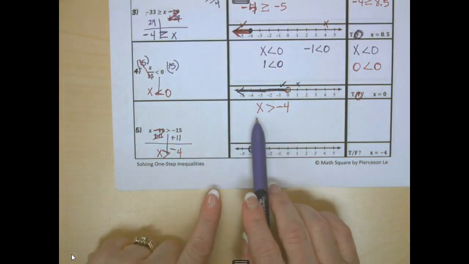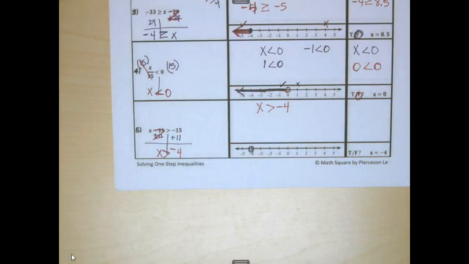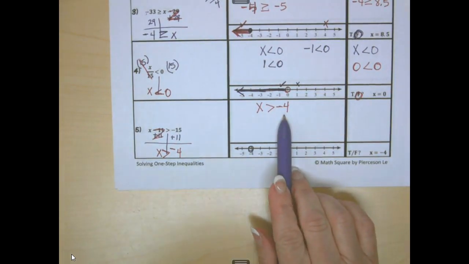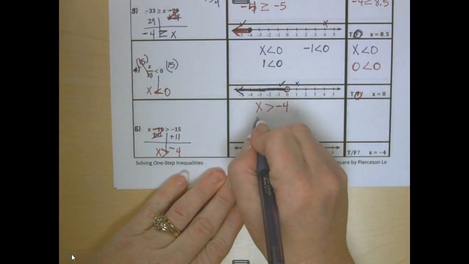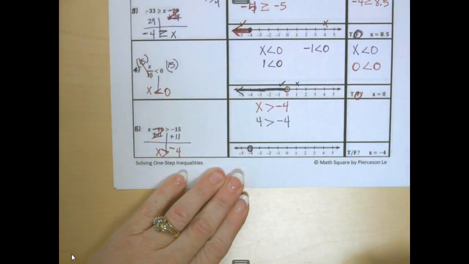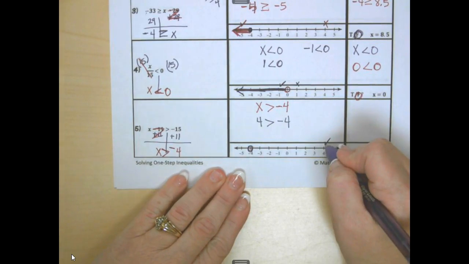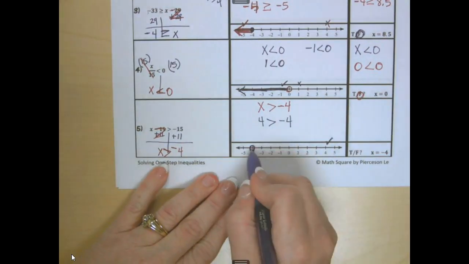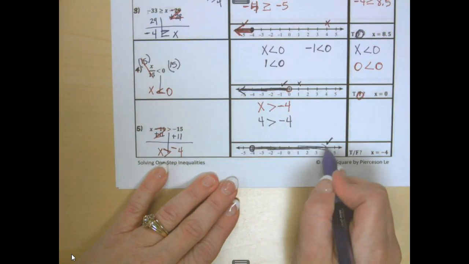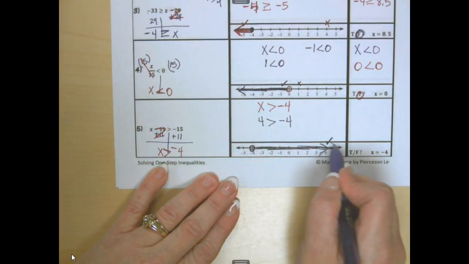So let's just substitute the x for the opposite of negative 4. The opposite of negative 4 is positive 4. So 4 is greater than negative 4. This is a true statement. So I'm going to shade in all of this side. And it can continue.